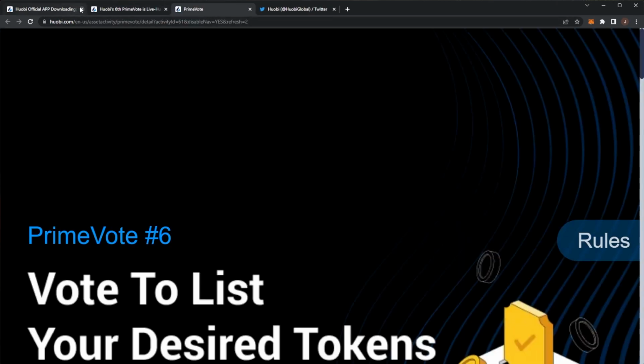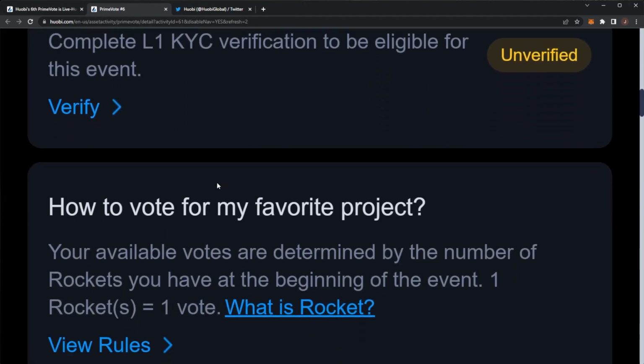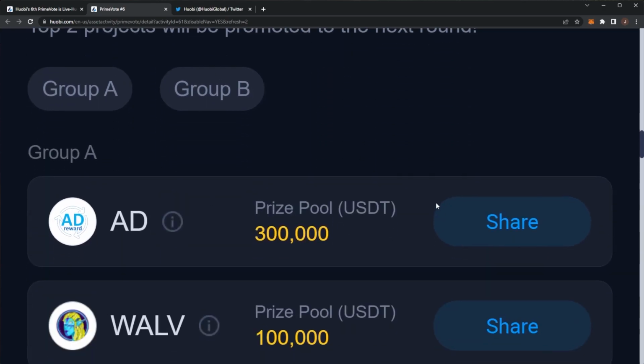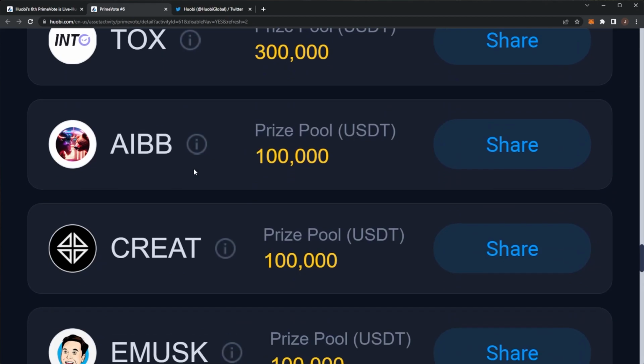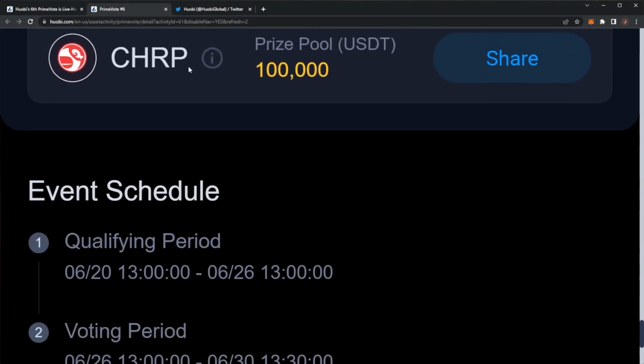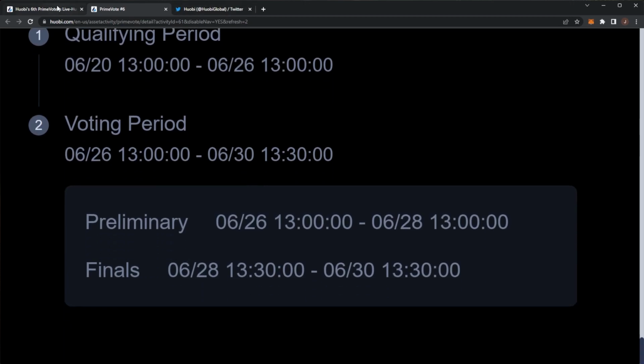So if we hit go now, it of course takes you straight to the voting page. This again is in the preliminary votes, but you will be able to vote here, and we can of course see all of the different projects that are in Group A and Group B. We of course have the event schedule here, but we'll go back to this.